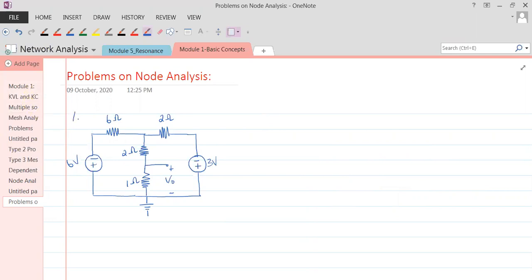Okay, that is what we need to understand. So what we need to do is find the power delivered by the 1 ampere source. No, it's not 1 ampere. Find, use node analysis to find V naught. So V naught is here, right? Find voltage V naught by node analysis.